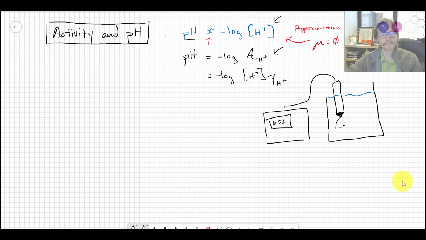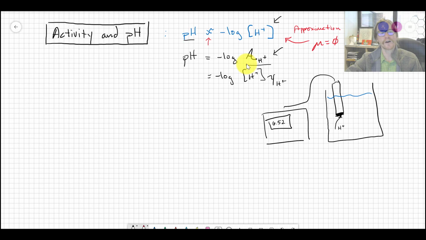Take a second, pause the video, really think this through for a second. Hopefully you concluded that it's measuring the activity, right? The activity is the true representation of the apparent concentration as impacted by a non-zero ionic strength. How many of those hydrogen ions are actually available to be measured is going to be a function of whatever else is in solution.